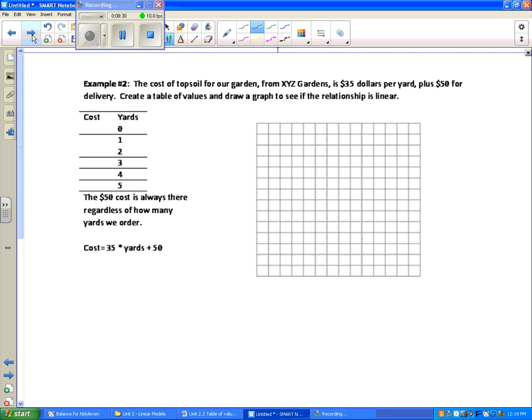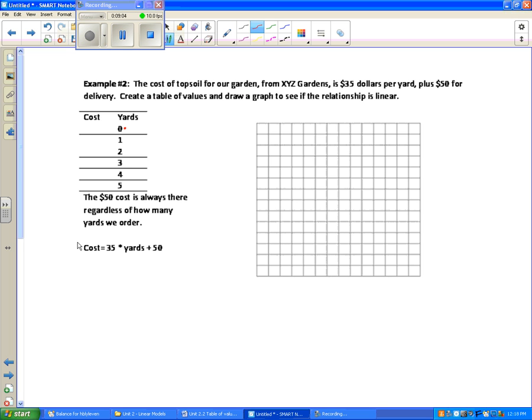My formula is a little bit different because no matter how many yards I buy, I have to spend 50 bucks. That's how much it's going to cost to deliver it. So really, even if I called them up and said, I want to buy 0 yards, they're going to charge me 50 bucks if the truck comes. So if the truck has to come from their garden shop to our school, it's going to cost 50 bucks. We would never, ever order 0 yards of dirt. There's our formula.